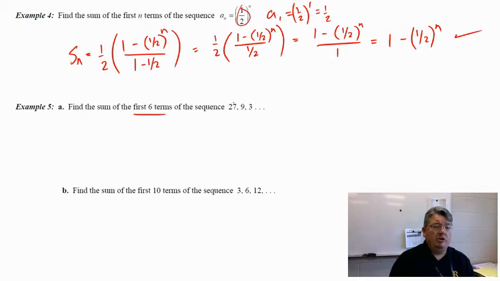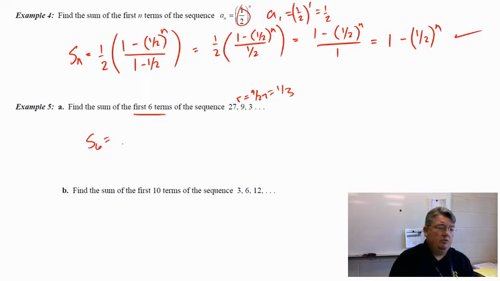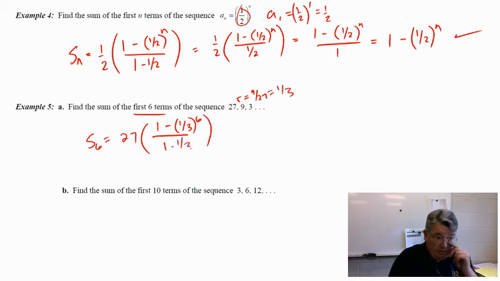Is it geometric? 27 divided by 3 is 9. Divided by 3 is 3. Yeah. My ratio is 9 over 27, which is 1/3, because it's dividing by 3, which is the same as multiplying by 1/3 every single time. Okay, so the sum of 6 terms is going to be the first term, which I know is 27, all times 1 minus 1/3, put that in parentheses, to the power of 6, all over 1 minus 1/3.